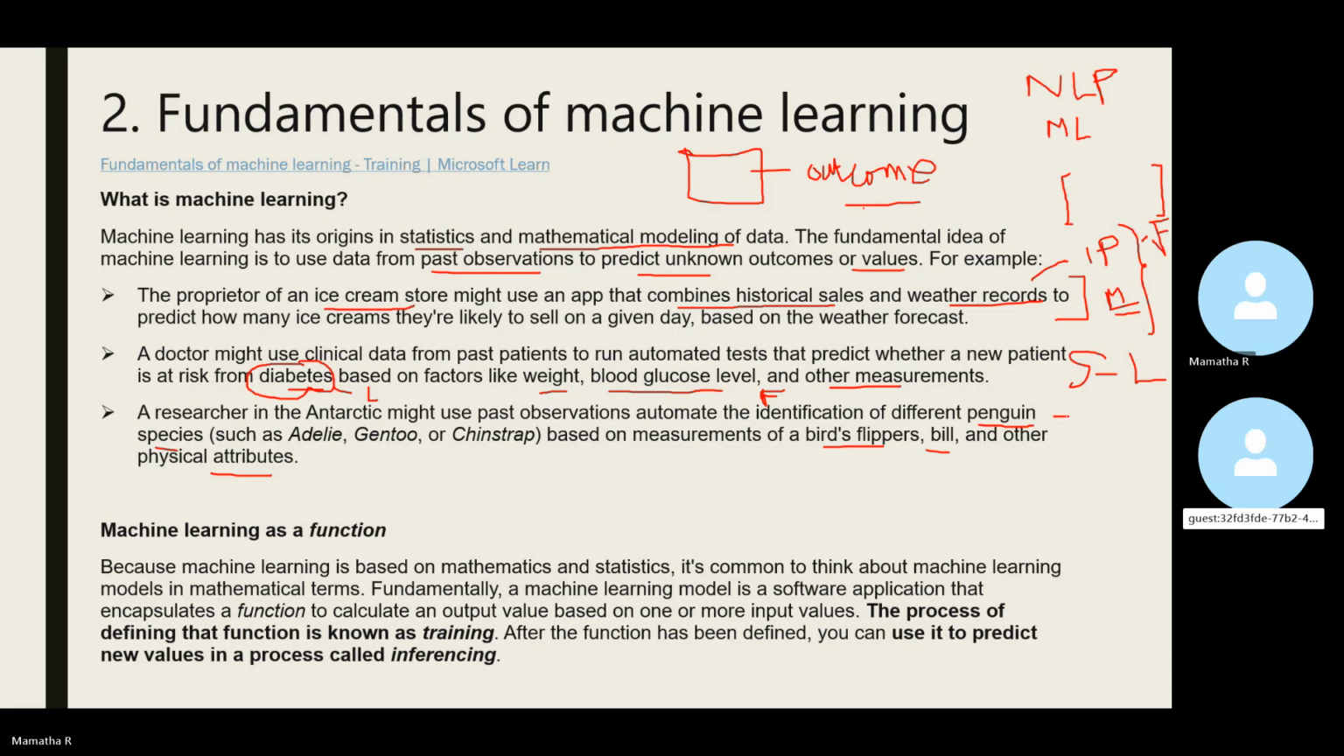Penguin species is the label, and the parameters like bill and flipper are the features.